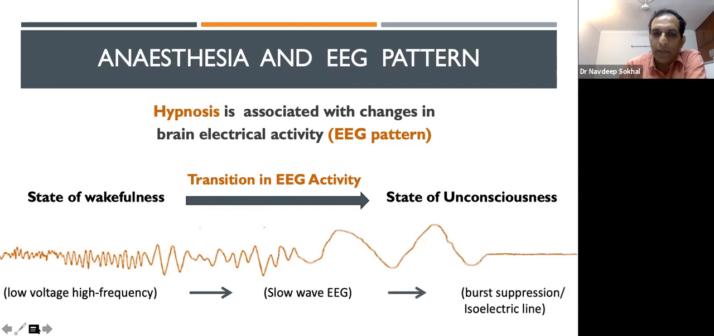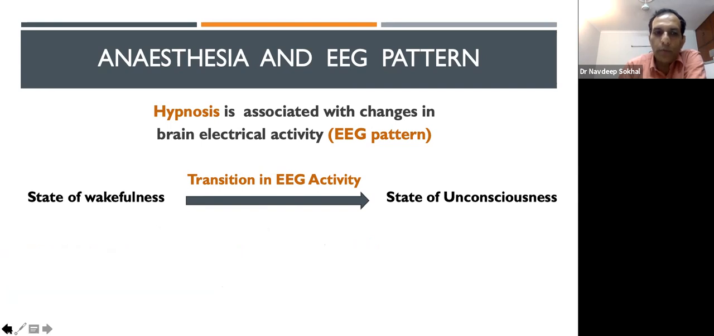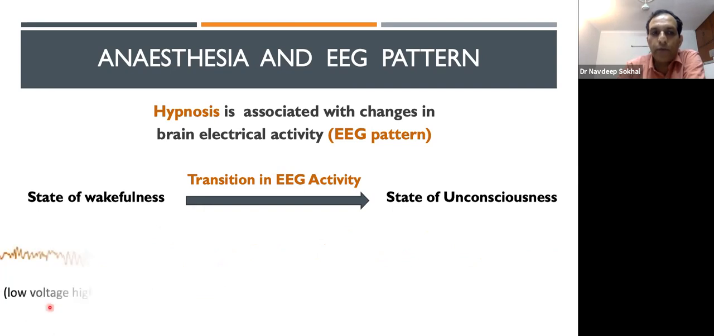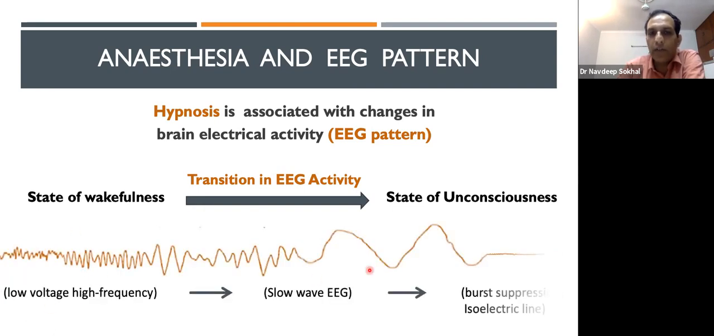You can see this graph. As it moves from left to right, you can see there is a change from low voltage, high frequency to slow waves and ultimately burst suppression or isoelectric time. So these are the changes which occur from wakefulness. You have this kind of wave, then sedated and anesthetized, and finally isoelectric time. So this is how the waveform pattern changes.